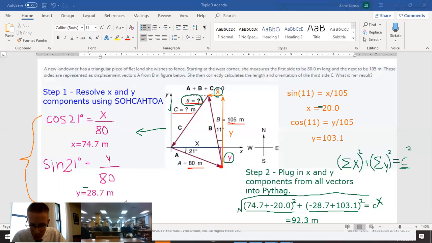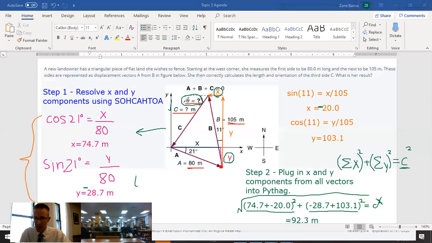Okay, so say it a little bit louder. Negative tangent? Good. Inverse tan. Okay, a sub y divided by a sub x. Okay, good. All right, so let's plug that in.